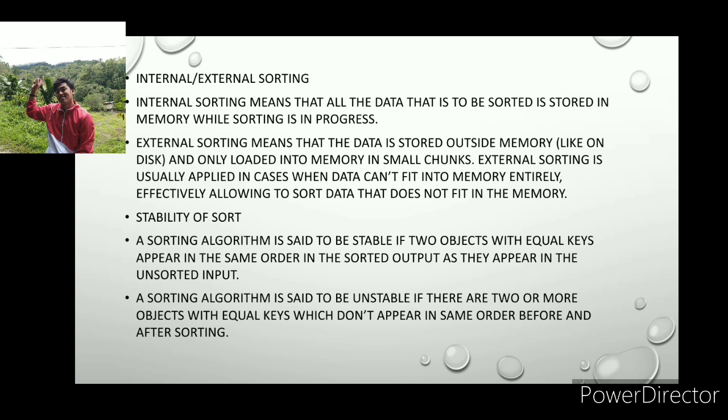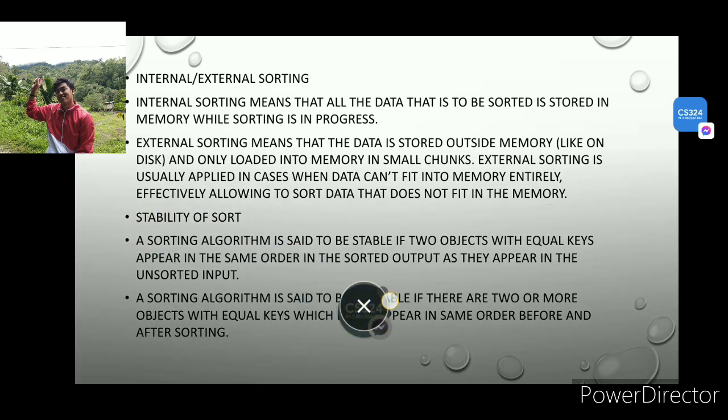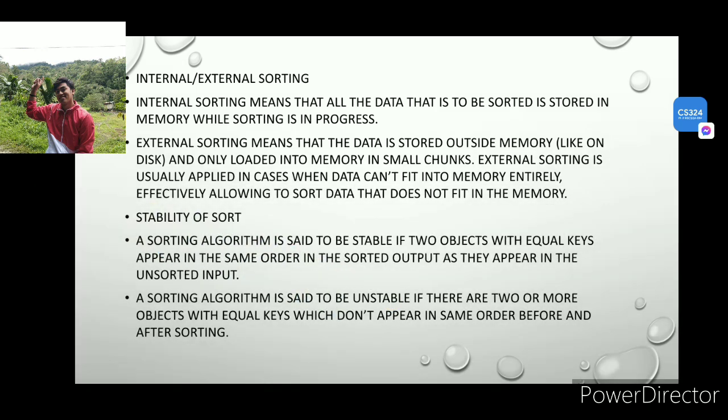Internal sorting means that all of the data that is to be sorted is stored in memory while sorting is in process. So in internal sorting, all the data is stored in memory while it is in the sorting process. For example, the given data is in descending order.